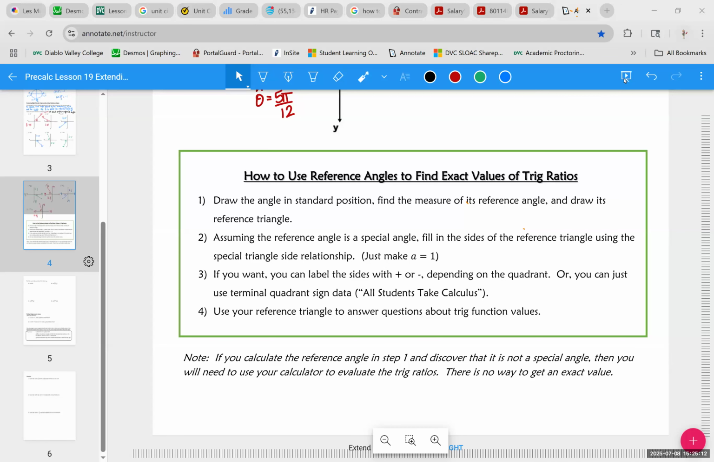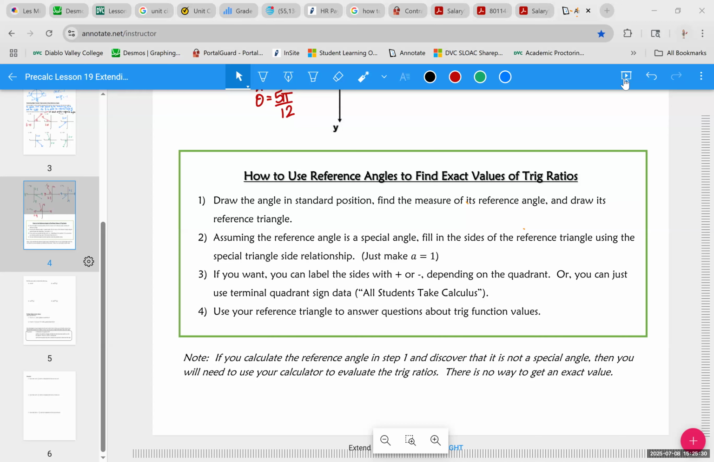Okay, now for the fun part. What we're going to learn in this video is how to use these reference angles that we just learned to find the exact values of trig ratios. So in other words, how to skip the whole memorize-the-unit-circle approach and just use triangles instead.